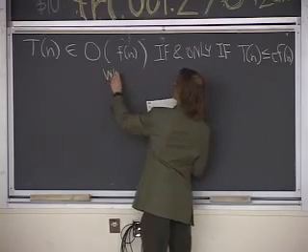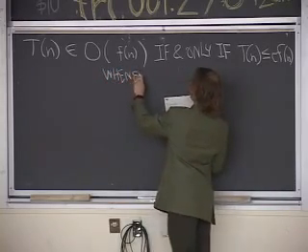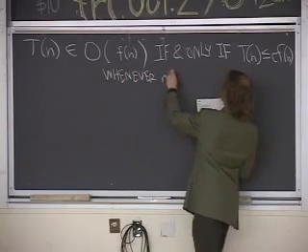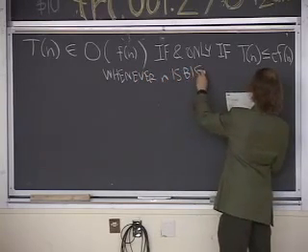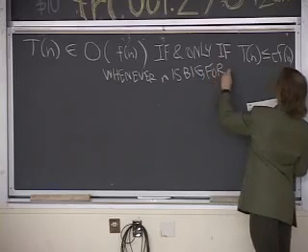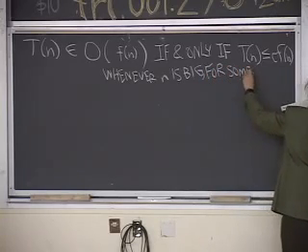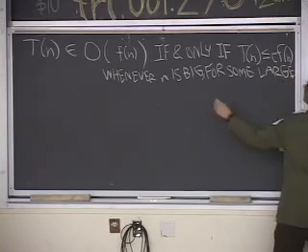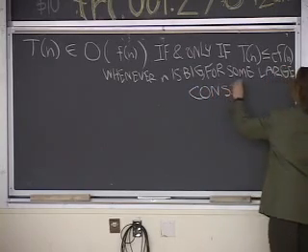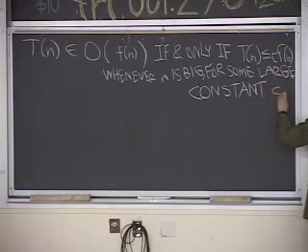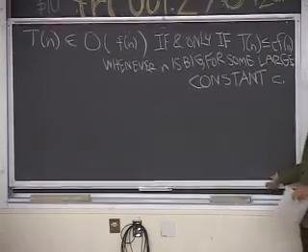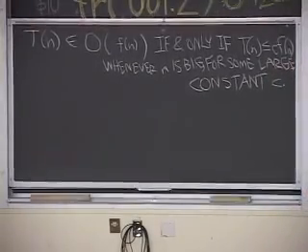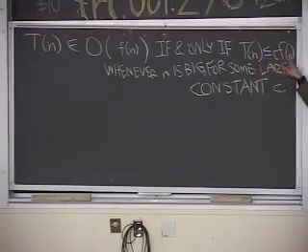So this has to be true whenever n is big enough, and it has to be true for some large constant c. And you get to decide how big n is and how large c is. Your goal is to try to find a c big enough to make this fit underneath this.